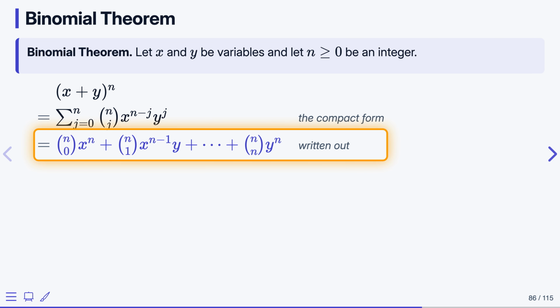Line 3. The same thing written out. n choose 0 times x^n, plus n choose 1 times x^(n-1) times y, and so on up to n choose n times y^n.